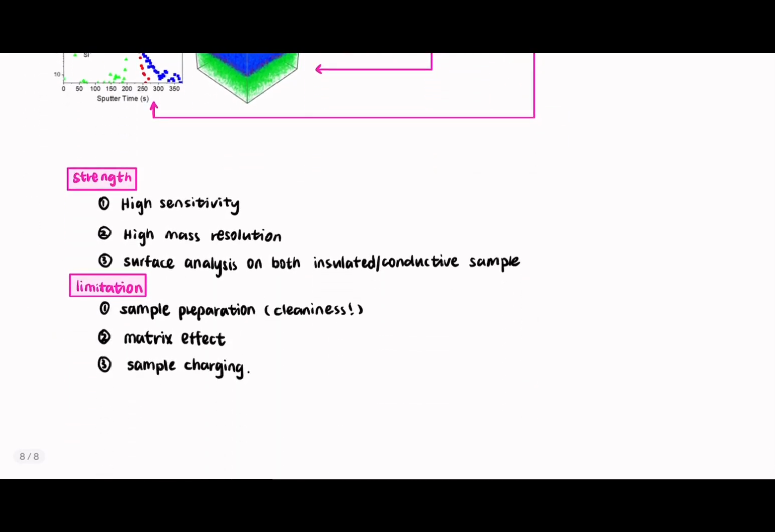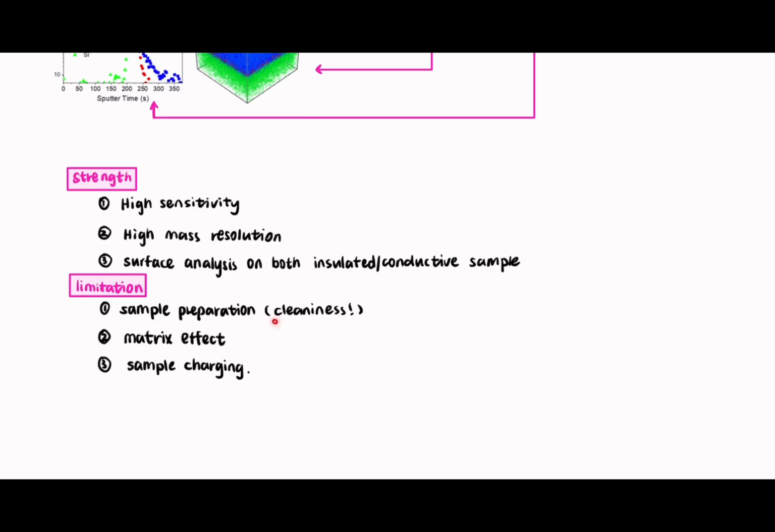There are both strengths and limitations for ToF-SIMS. First, it is a highly sensitive technique that offers detailed information about the surface layer of the material. Second, it also has very high mass resolution. Third, we can do analysis for both insulating and conductive samples.